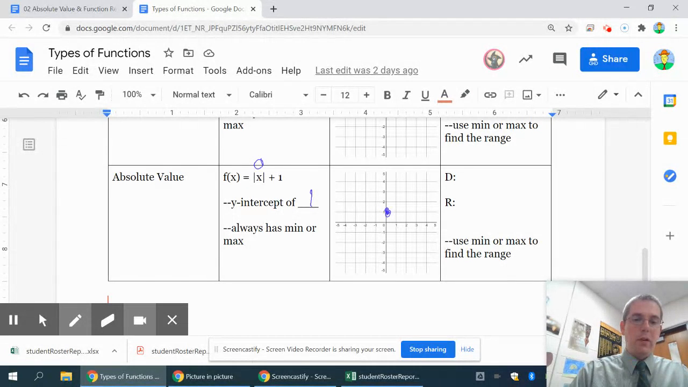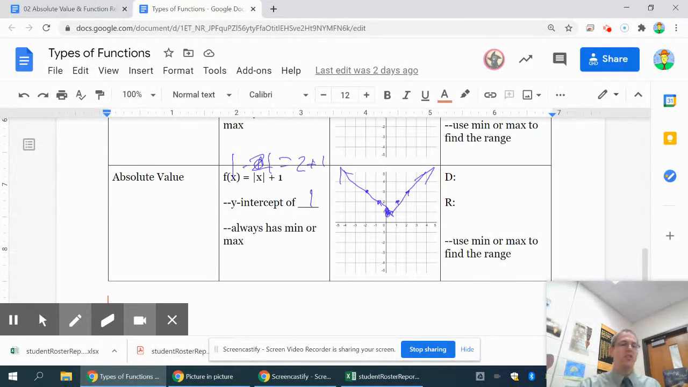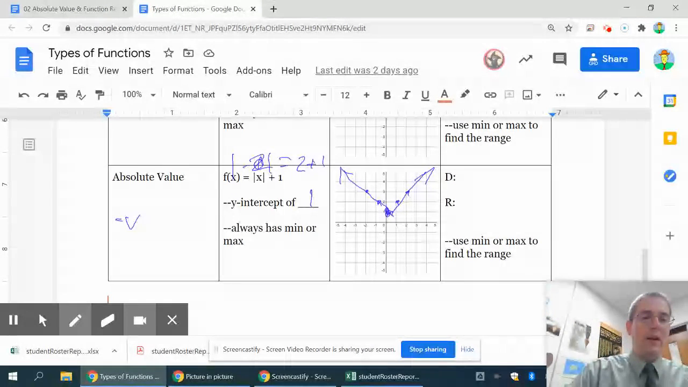On the next one, if I plug in a 1, the absolute value of 1 is 1, plus 1 is 2. Next one, plug in a 2. The absolute value of 2 is 2, plus 1 is 3. Now the truth is, if I were to plug in a negative 2, the absolute value of negative 2 is still equal to 2, and then 2 plus 1 would still be equal to 3. So I have something that looks symmetrical like the quadratic, but an absolute value actually makes a V-shaped graph. I like to think an absolute value always makes a V shape. So with absolute value, you can always expect a V-shaped graph.